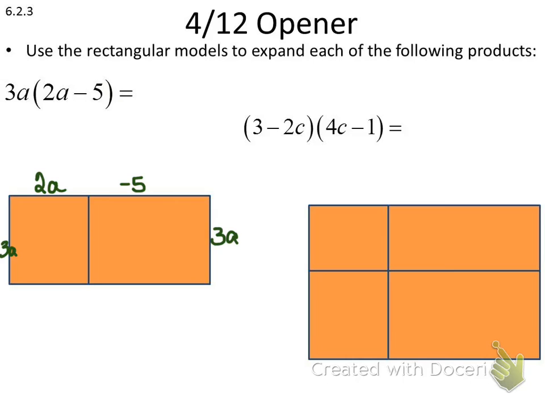So the area of the first rectangle, what's the height? What's the height of my first rectangle here? Amaya? 3A times 2A, because the 2A is my width, which equals 6A squared. Okay? Paige, find the area of my second section of the rectangle. Which equals?